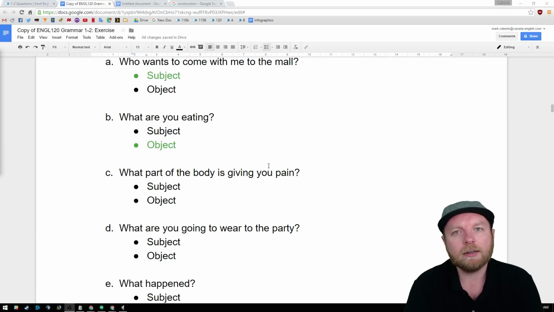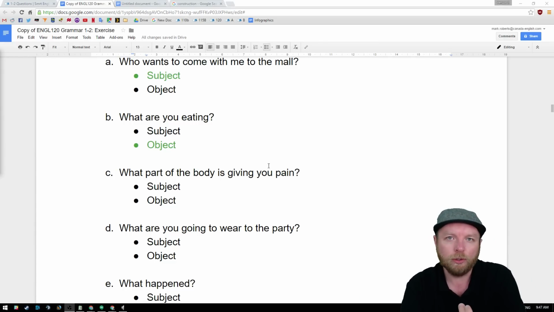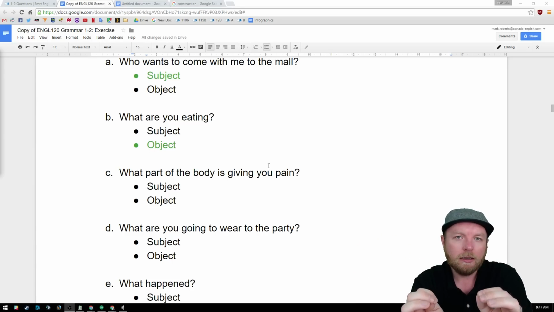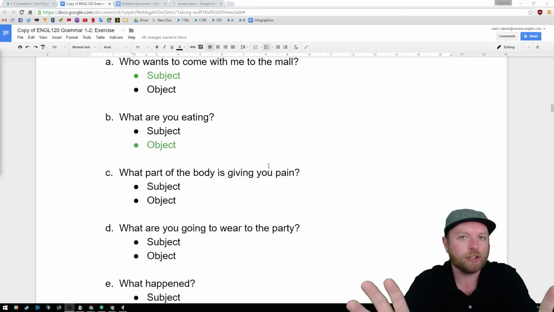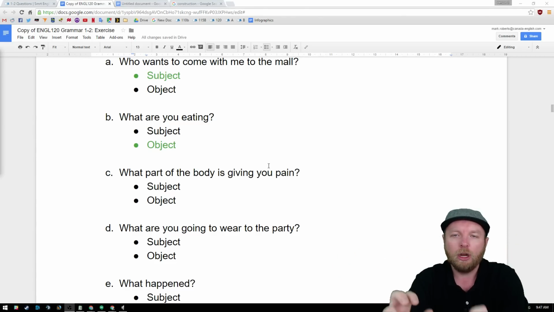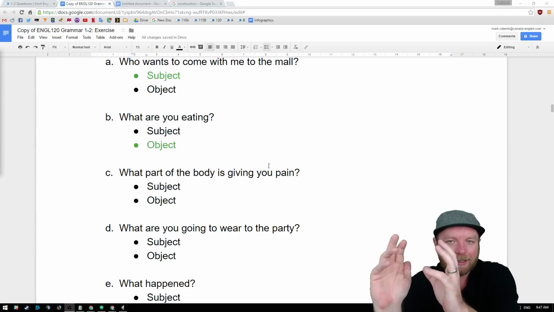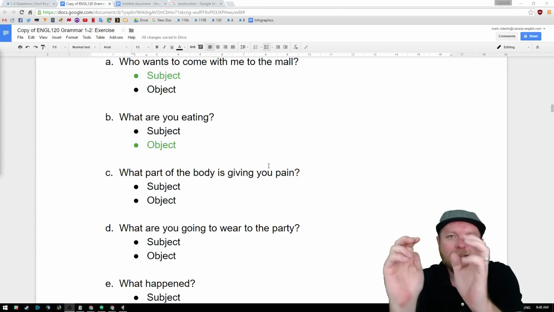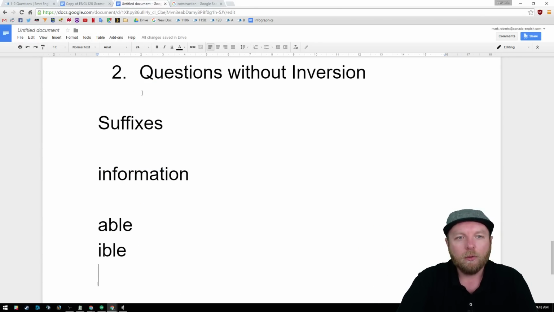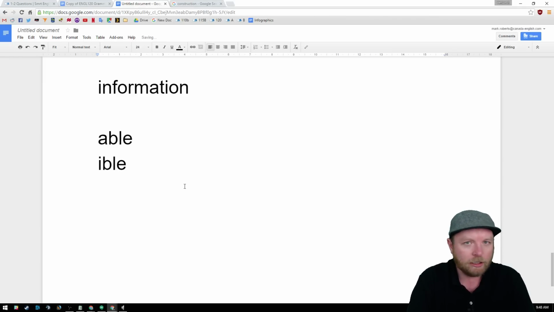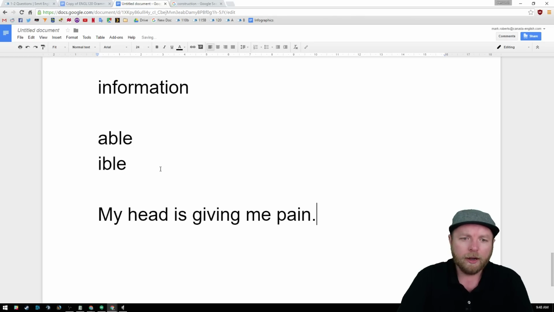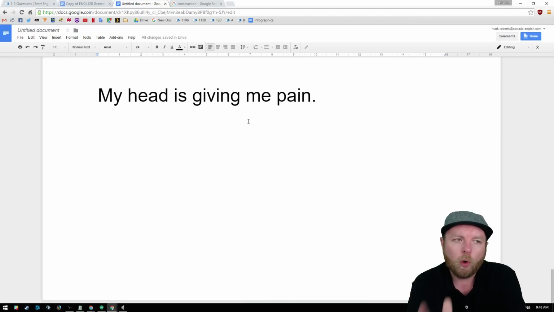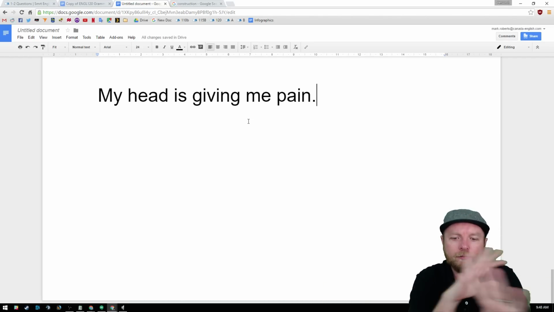I don't know the subject, right? Head, shoulder, elbow, knee. Tell me, what part of the body is giving? So is giving. Just no inversion, okay? Just like normal English. What part of the body? This is the subject. What part of the body is giving, right? Questions without inversion. It's just like a normal sentence. My head is giving me pain, right? This is normal English. No inversion.